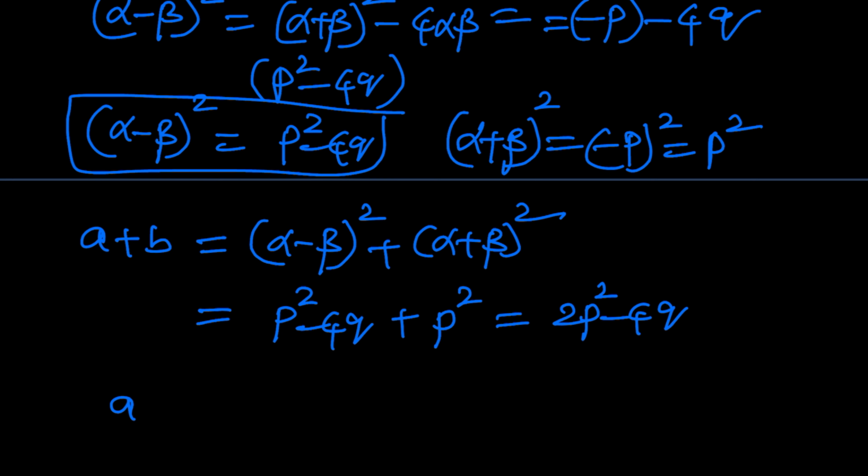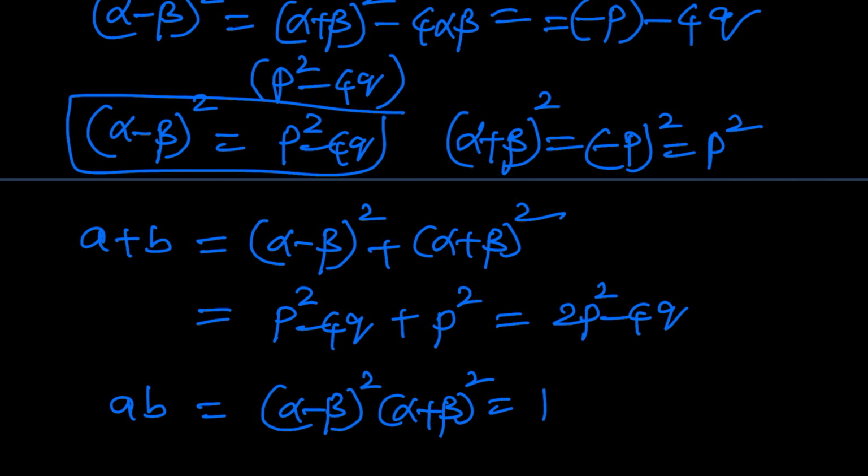Here product of the roots ab equal to (alpha minus beta) whole square into (alpha plus beta) whole square. (Alpha minus beta) whole square is p square minus 4q into p square.